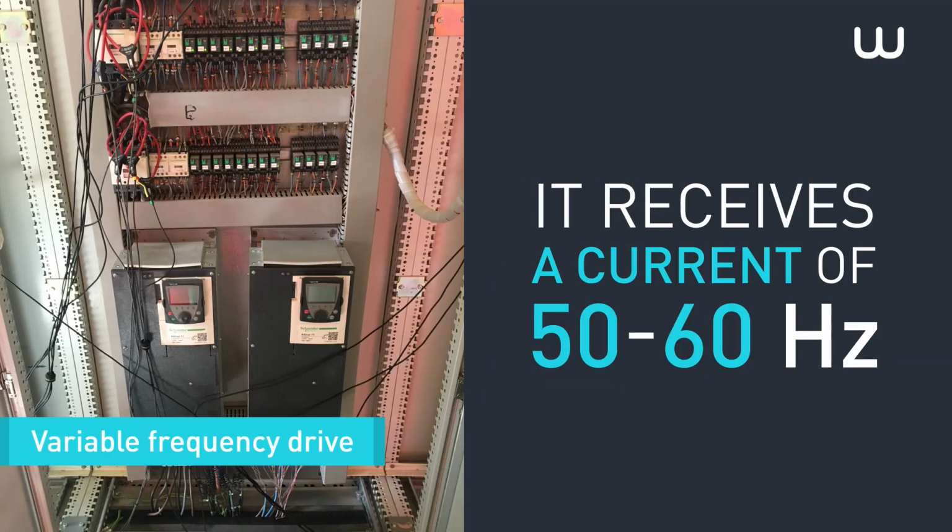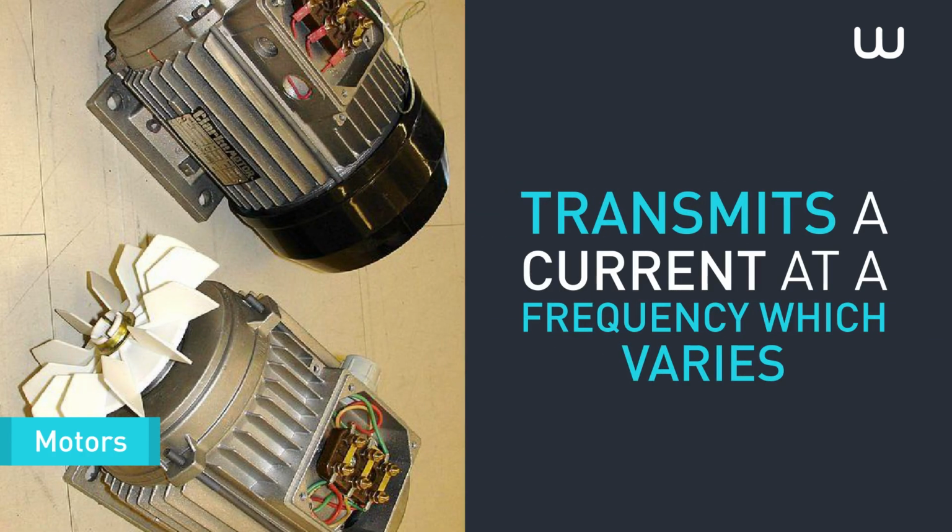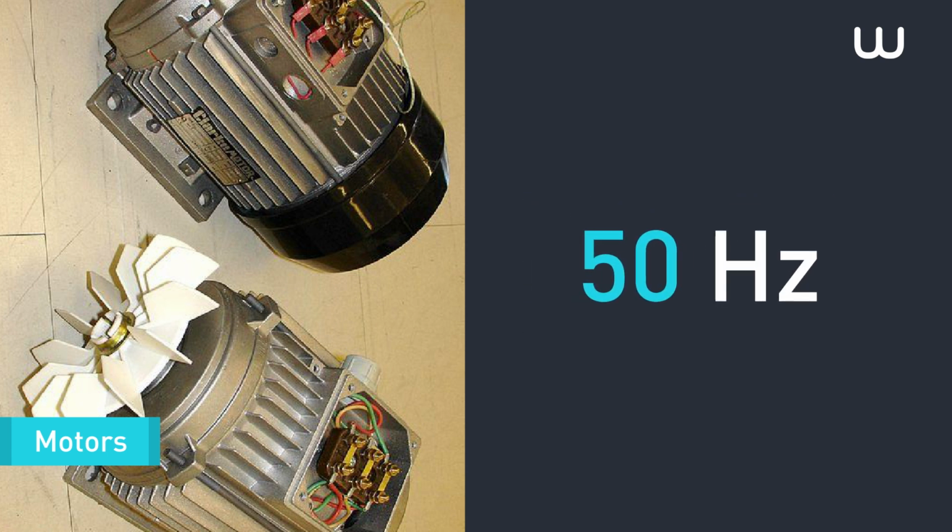A variable frequency drive is an electronic piece of equipment that transforms and regulates the electricity that supplies the pump's motor on the basis of a fixed or variable set point over time. It receives from the electricity grid a current of 50 or 60 Hz, depending on the country, and transmits a current to the motor at a frequency which varies. In Pakistan, this frequency is 50 Hz.